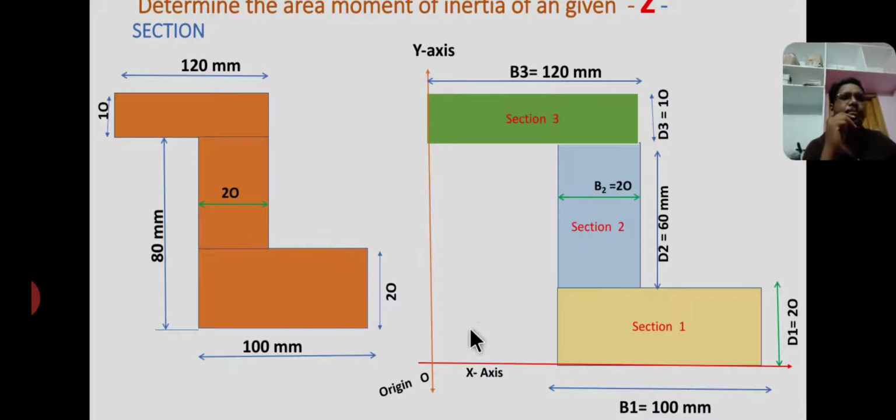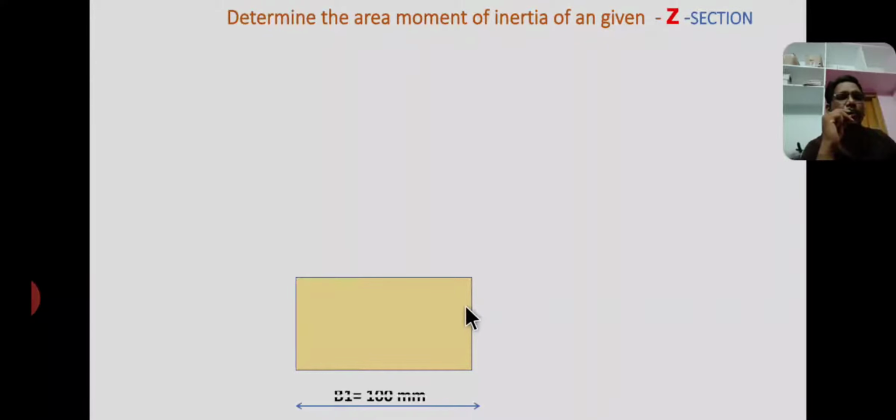Now, first of all, you have to find the location of individual centroids. Then after, you have to find the value of area moment of inertia. Now, in this slide, I am going to find the values of individual centroids. So this is section 1.